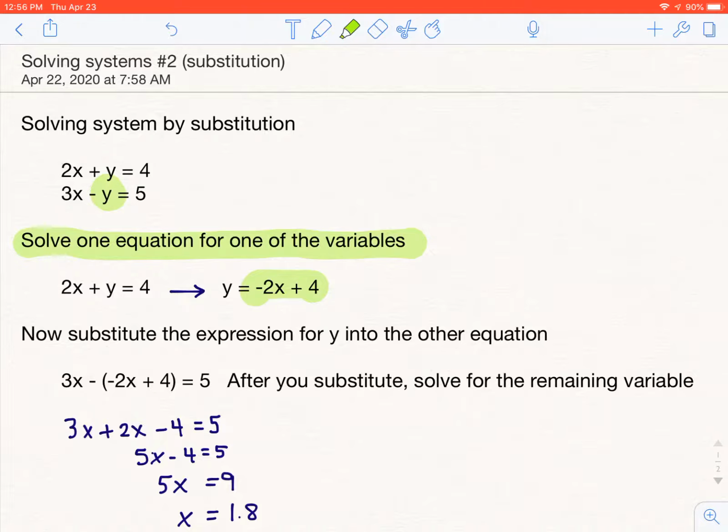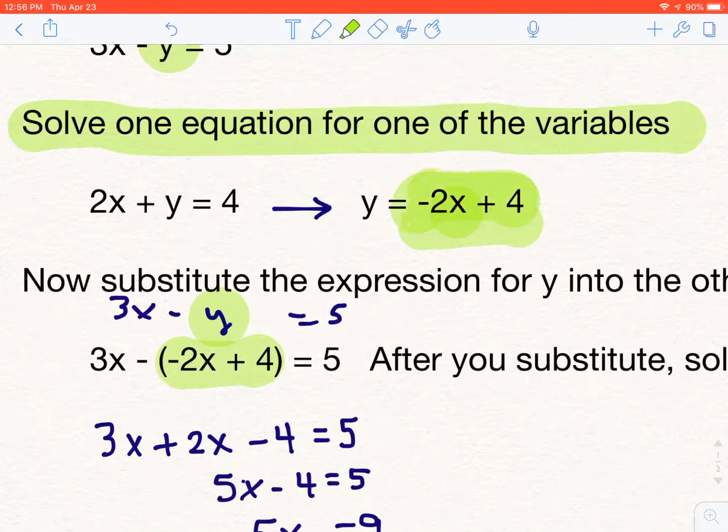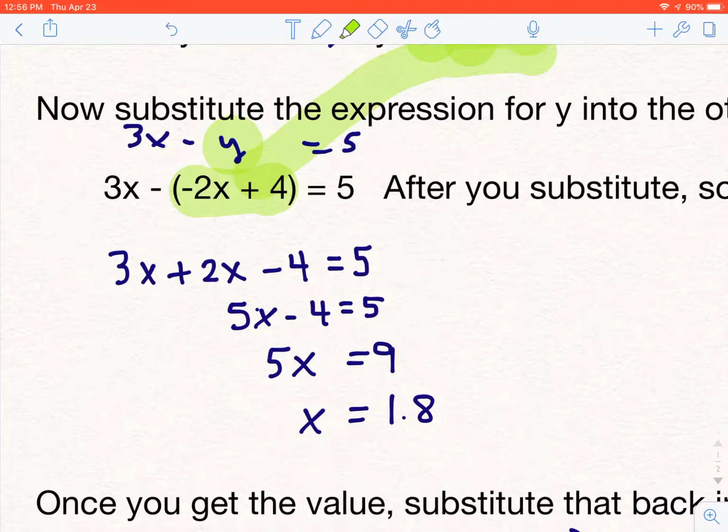Notice the original equation was 3x minus y equals 5. So I substituted the y for the minus 2x plus 4, this right here. Bam, put that in there. Now I have to be careful, because when I have parentheses, always use parentheses, especially if there's something in front, like this minus sign. I want to make sure I distribute the minus sign.